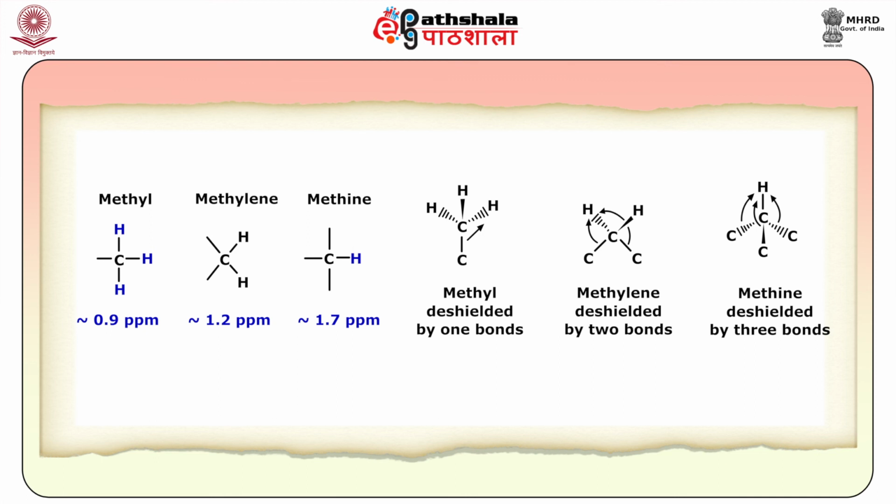The tertiary proton falls in the deshielding region of 3 C-C bonds, secondary protons in the deshielding region of 2 C-C bonds, and the primary proton falls in the deshielding region of only 1 C-C bond. Now this effect is clearly shown in the figure that you can see here, students.